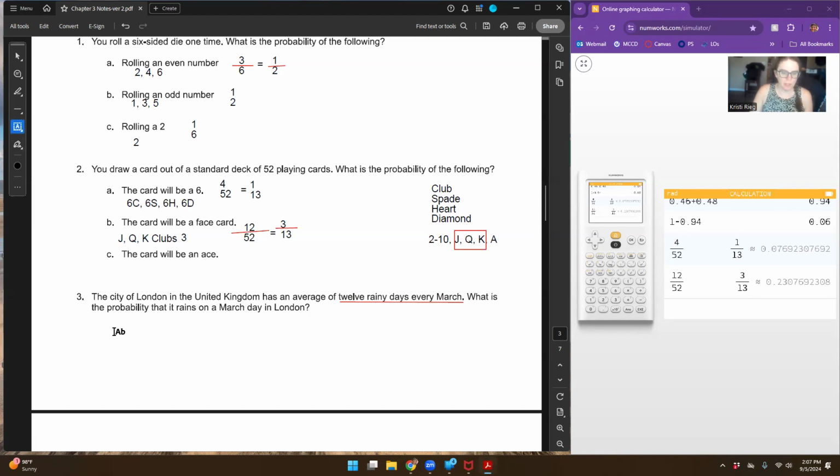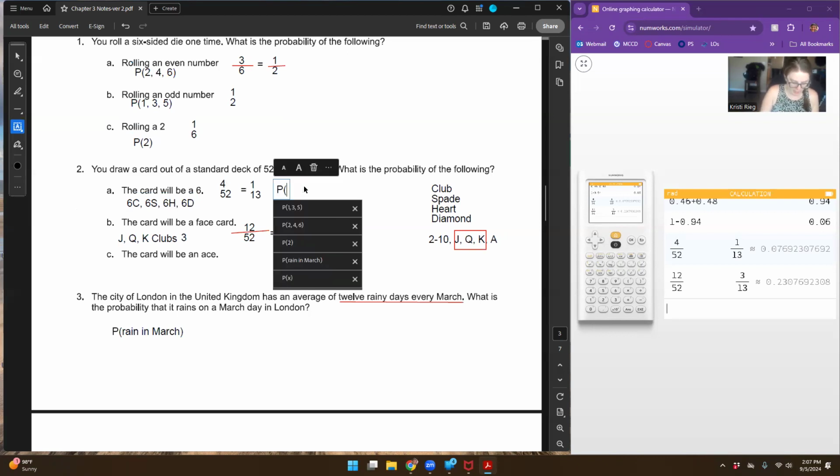So when we write probability, I wasn't writing it up above, but we would typically write the probability, and we put like rain in March. And up here, I could have done a little better by writing the probability of a 2, 4, or 6. A probability of 1, 3, and 5. And this one, the probability of a 2. Versus this out here, this started off being a probability that we got a 6. And then this was just my notes of how many 6s there were.